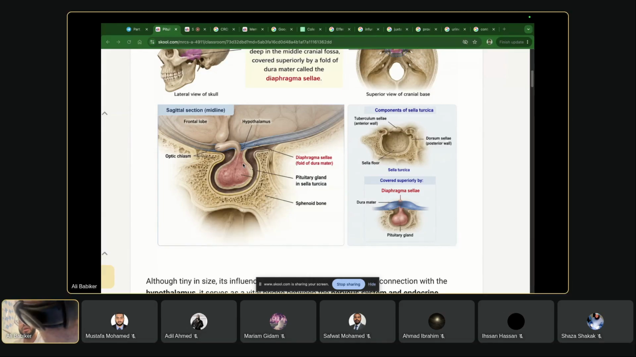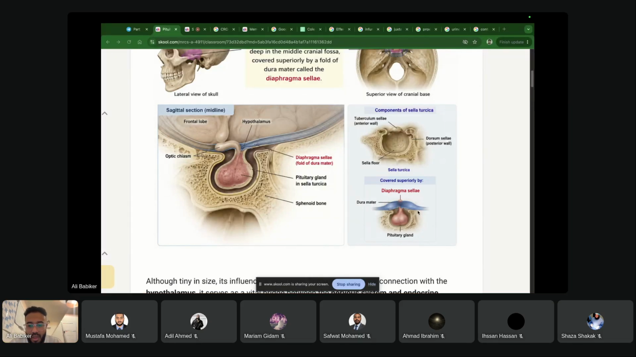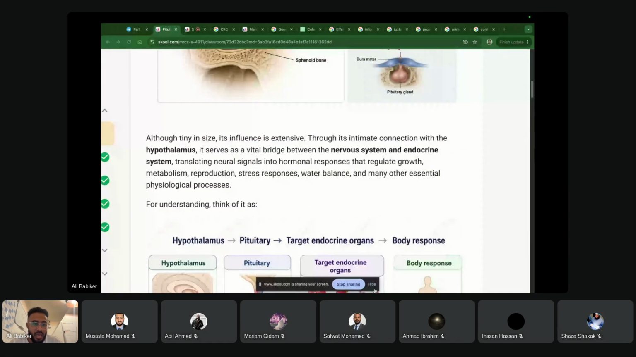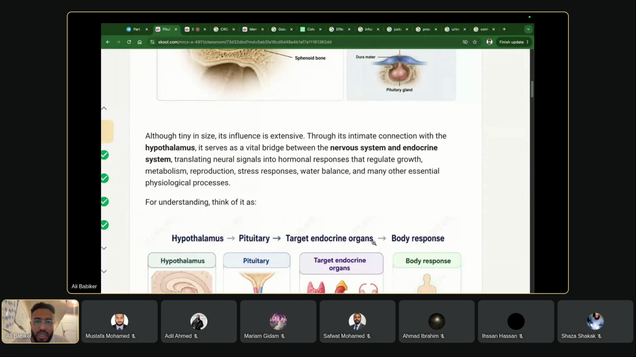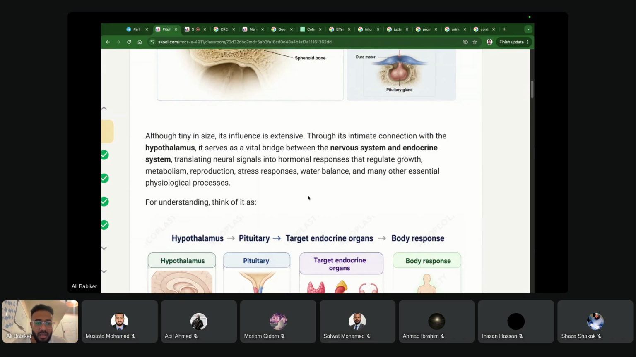We're going to come to them one by one, and the other one will produce a lot of the posterior pituitary, just produce ADH and oxytocin. Although it's tiny in size, its influence is extensive. So we call it the master gland. The master gland.